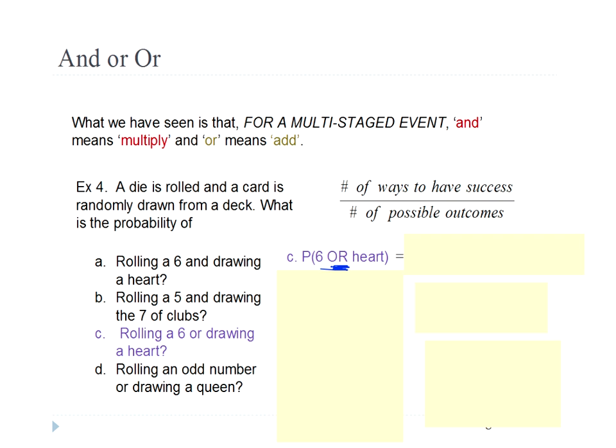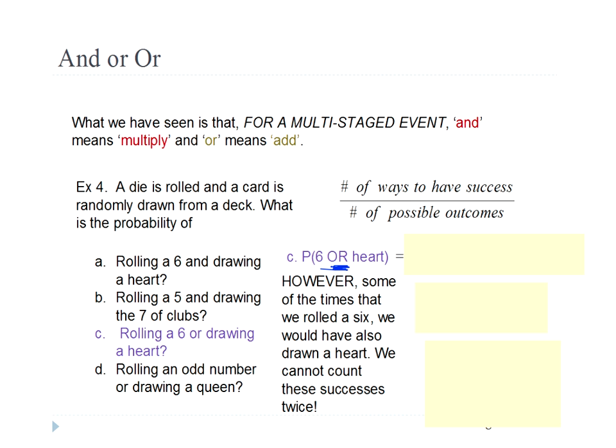successes twice. Okay, so you can see here that because we can roll a 6 and a heart, we've got to make sure that we don't double count those. For instance, rolling a 6, there's a probability of 1 over 6 of doing that. Or means to add, and drawing a heart is 13 out of 52. But some of the times that I rolled the 6, I would have also drawn the heart.